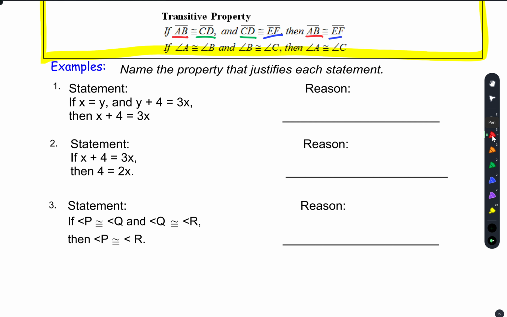We're saying x equals y. So I have a statement that has a y in it. I'm going to replace it with an x. That is my substitution property of equality. I know it's equality because it has equal signs.